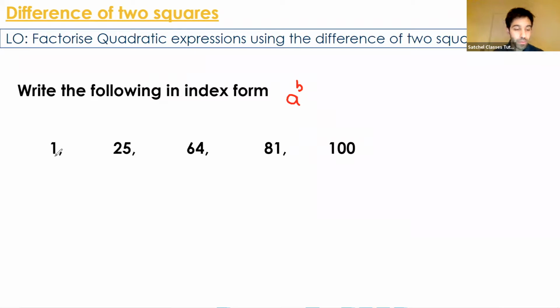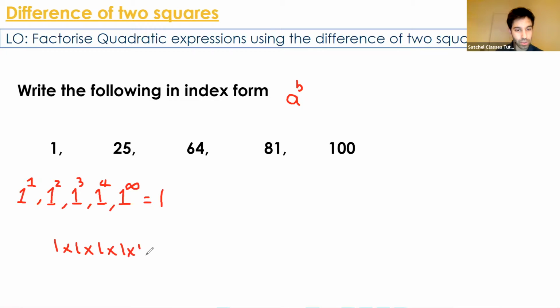Now, we can start with 1. 1's an interesting one because we can write 1 to the power of 1. We can also write 1 to the power of 2, 1 to the power of 3, 1 to the power of 4. We can actually write 1 to the power of infinity because 1 to the power of any number will still give us 1. 1 times 1 times 1 times 1 times 1 times 1 will still be 1. So with 1, we can write it to the power of any number.